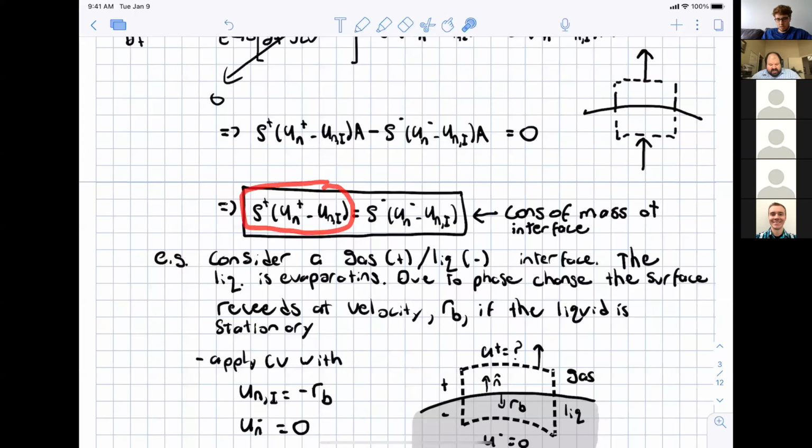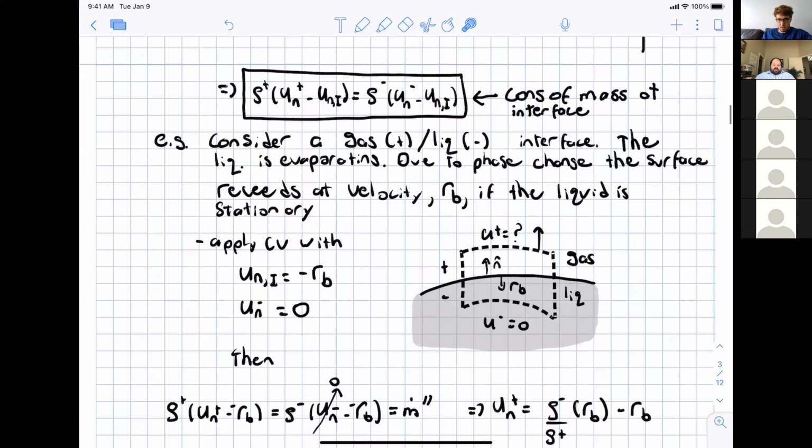It looks a bit more complicated just because we need to account for the fact that the surface may be moving at a different velocity than the material. But do not be intimidated by this extra term here. And so this here would be conservation of mass at an interface. Okay, and so I'll just go through an example of how we use that.